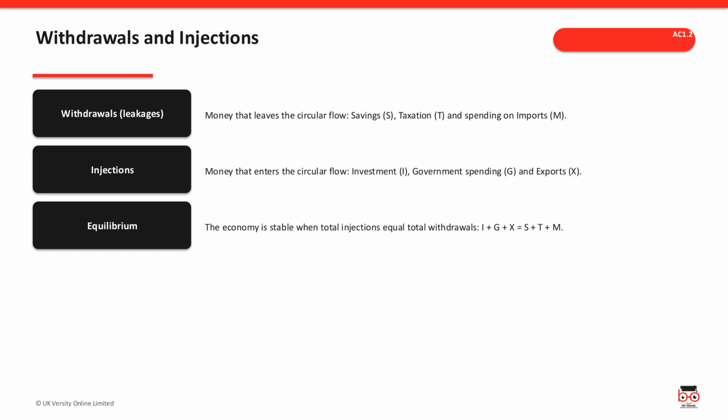Let's name those flows properly. Withdrawals, or leakages, are money leaving the flow, and there are three of them: savings, taxation, and spending on imports. Injections are money entering the flow, again three: investment, government spending, and exports. The economy sits in balance when the two sides match, when investment plus government spending plus exports equals savings, plus taxation, plus imports. For instance, a surge in online shopping from overseas sellers raises imports, quietly pulling money out of the domestic flow.